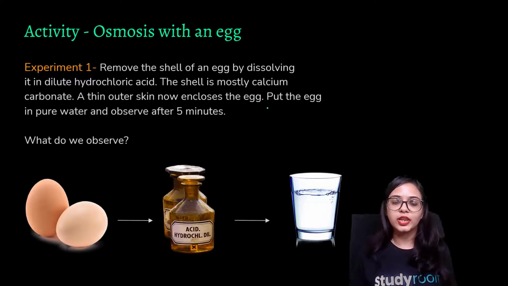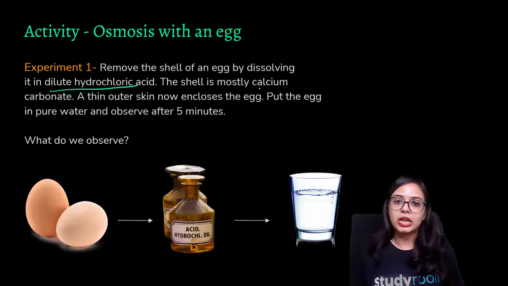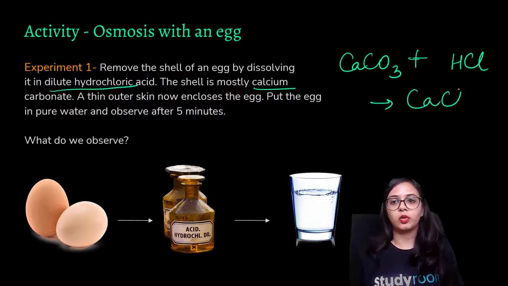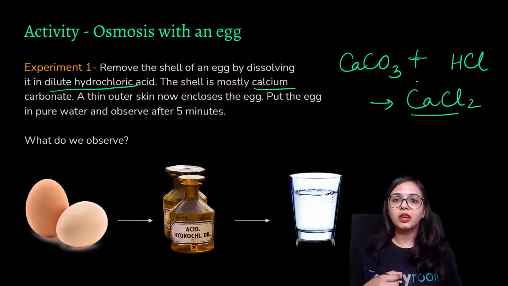Let's perform an activity to demonstrate how osmosis happens. For this, we have to take eggs and remove the outer hard covering of the egg. We're going to do it by dissolving the shell in dilute hydrochloric acid. The hard shell is made up of calcium carbonate, and when you dissolve it in dilute hydrochloric acid, you get calcium chloride. Calcium chloride will easily remove itself with water. You don't need any scrubbing or peeling in order to remove it.